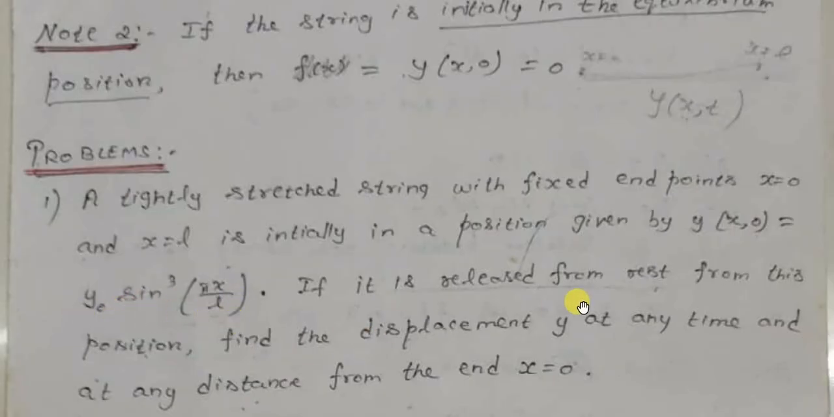If it is released from rest from this position, find the displacement y at any point and at any distance from the end x equal to 0. So we have to find what is the displacement y.